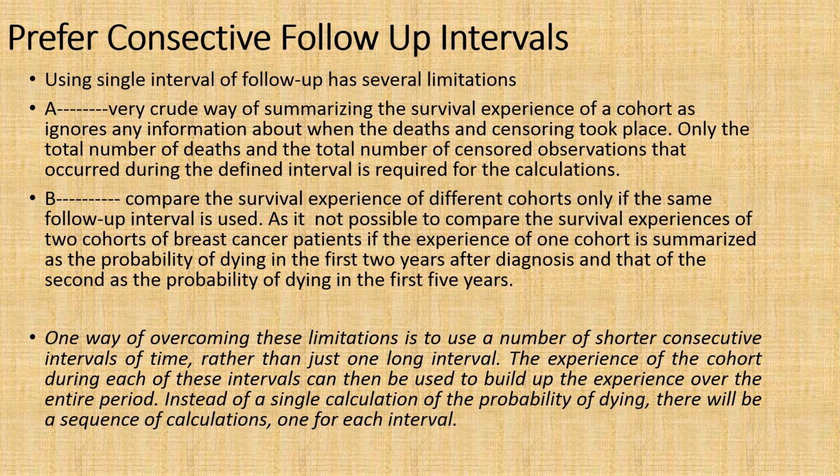Here, A is a very crude way of summarizing the survival experience of a cohort, as it ignores any information about when the death or censoring took place, only the total number of deaths and the total number of censored observations during that defined interval. B is comparing the survival experience of different cohorts. Now these are the two distinctive points.